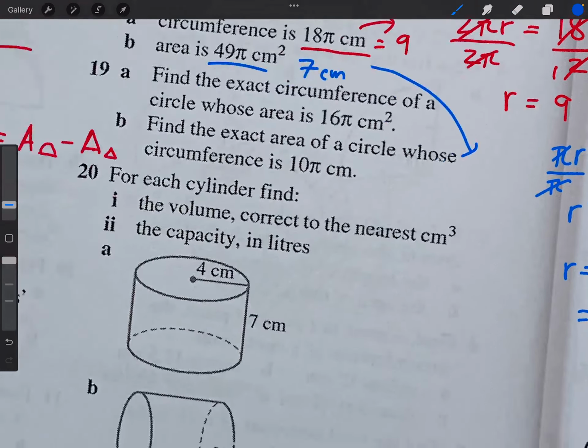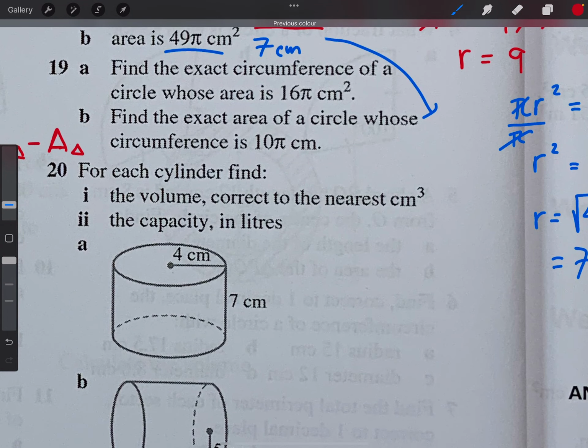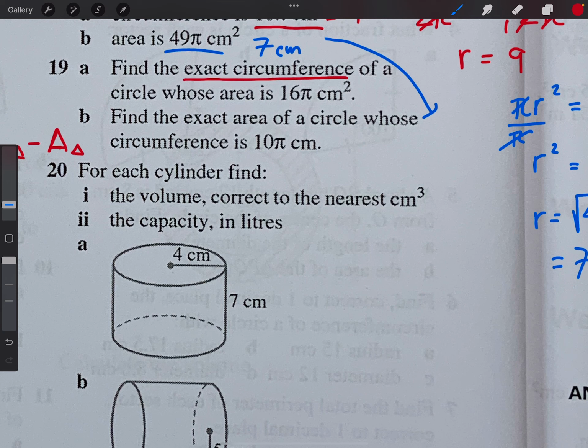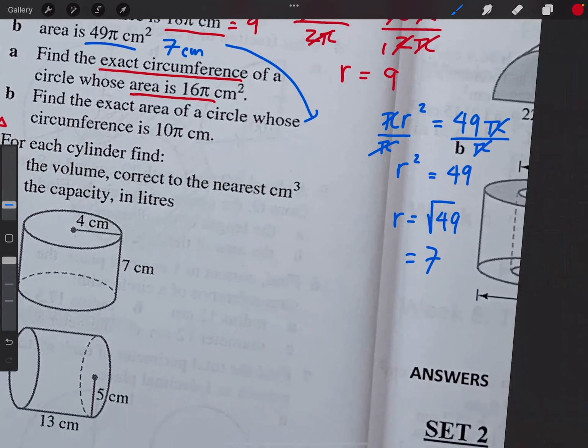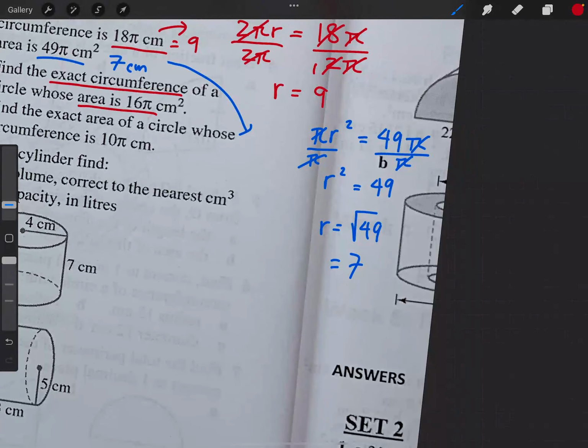Alright. Question 19. Find the exact circumference of a circle whose area is 16 pi centimeters. See, now they're asking to find the exact circumference, and they give us the area.